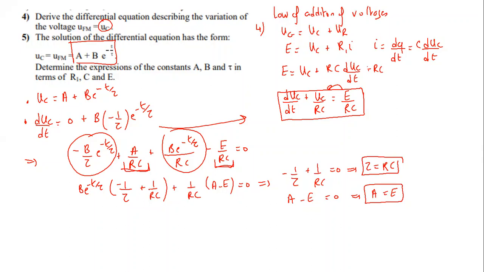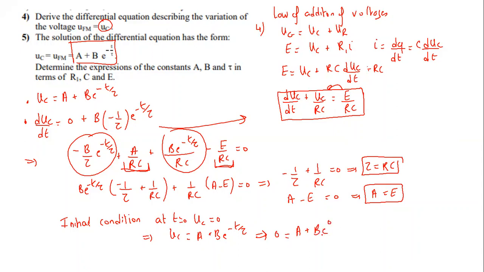Now to find the last unknown, B, we will use the initial condition. So initial condition: at t equal to 0, UC was uncharged, which means that by substitution, we have UC equal A plus B e to the power minus t over tau. This means 0 equals A plus B e to the power 0, which is equal to 1. So A equals minus B, so B equals minus E. Then we have found the 3 unknowns.